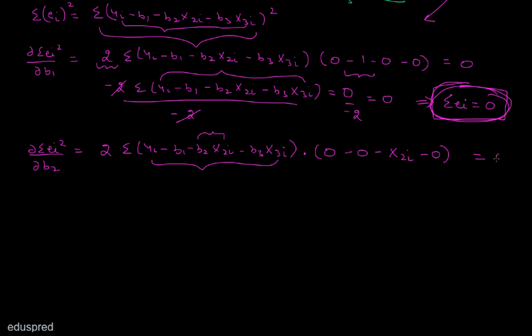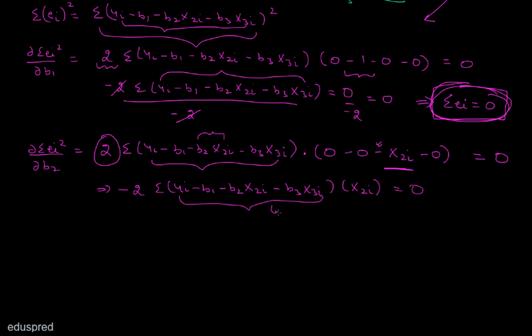And now you have to put this equal to 0. So we get 2 over here. We have minus x2i over here. I can write this minus sign with 2. So this expression becomes minus 2 summation yi minus b1 minus b2 x2i minus b3 x3i multiplied with x2i equal to 0. Now once again, what is this over here? This is ei. So from here we get minus 2 summation ei x2i equal to 0, and now I can divide both the sides by minus 2, which will imply that summation of ei x2i is equal to 0.